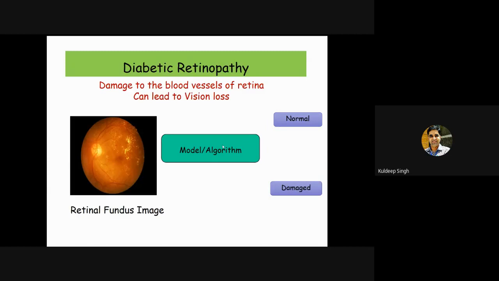Another example is diabetic retinopathy. It is a disease commonly found in diabetic patients. It involves damage to the blood vessels of the retina, and sometimes it can lead to vision loss. That's why diabetes patients are asked to regularly have their eye checkups. So in this type of system, we have to provide retinal fundus images to the model, and the model in turn should be able to distinguish whether the test image is normal or the retina is damaged.